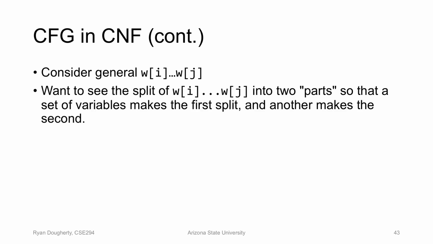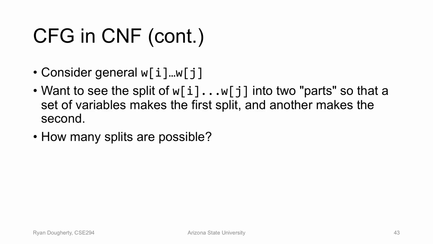So A can make the first part, B can make the second part. And so C can make AB, so C can make this entire thing. That's essentially what the entire algorithm is. Okay?